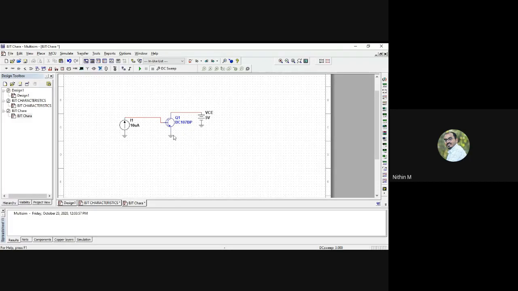So what you're seeing on the screen now is a BJT. One thing I forgot to tell: you would definitely have studied the characteristics of a transistor in your semester one or even in your PUC. There, whenever we draw output characteristics, we draw them for a constant base current, a constant input current. So in order to obtain the characteristics, I have fed the input using a 10 microampere base current, and the output side I have connected to a voltage.